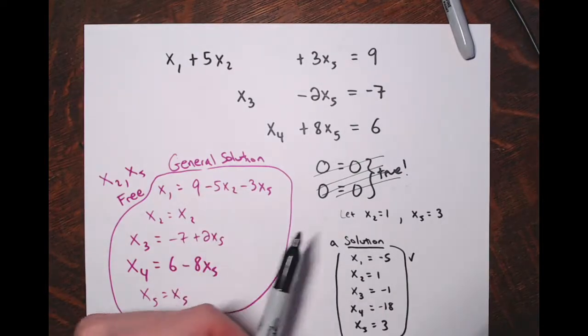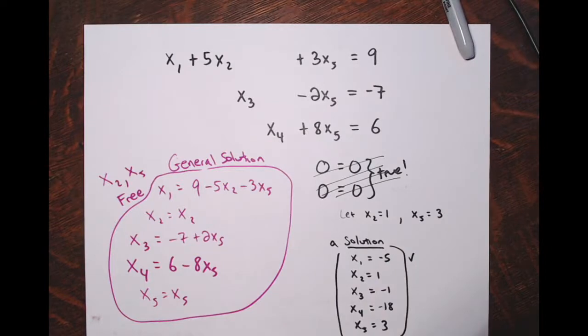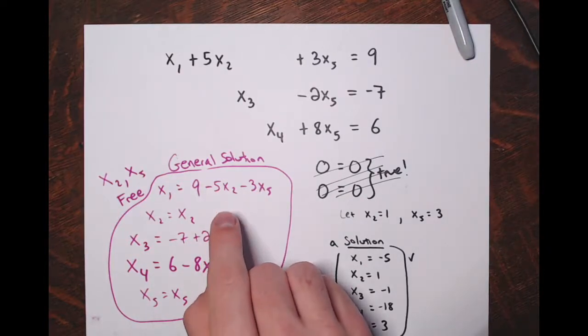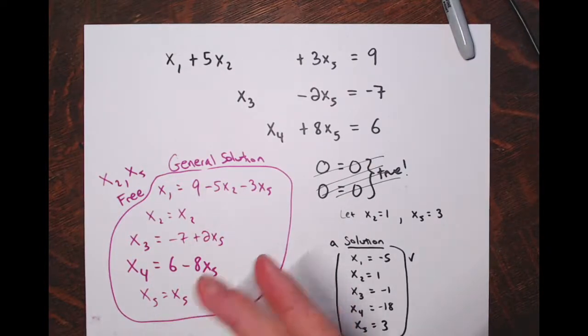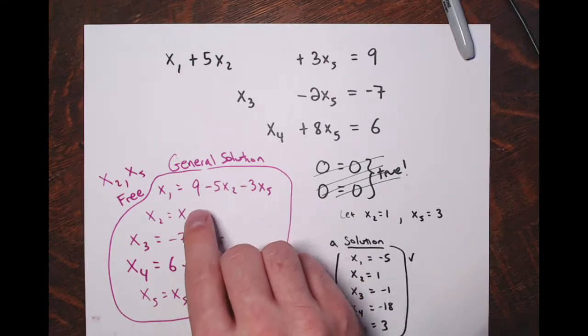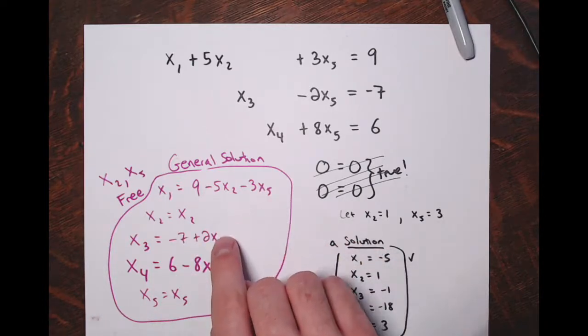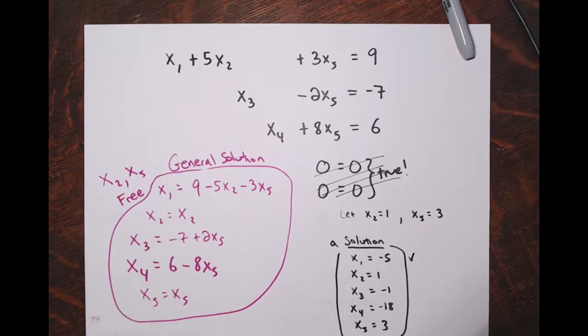And you could replace x2 with any number you wish, and x5 with any number you wish. You can replace the free variables with any numbers you want. And you could also replace them with other letters. Remember how I replaced x3 with t earlier? You could replace x2 with s. Everywhere I see x2, I replace it with s, and replace x5 with t or whatever. You can replace these free variables with other expressions that represent a real number.